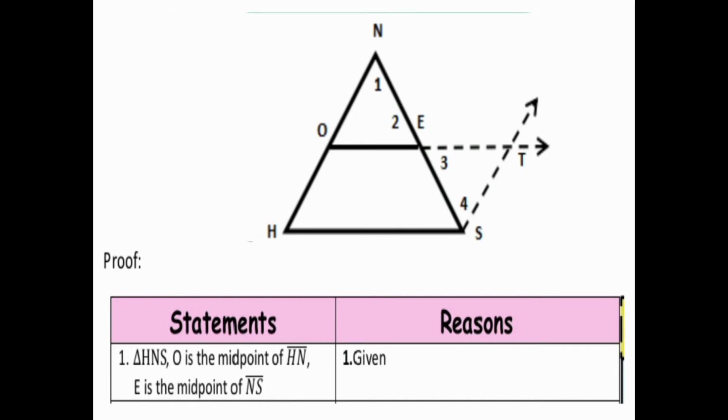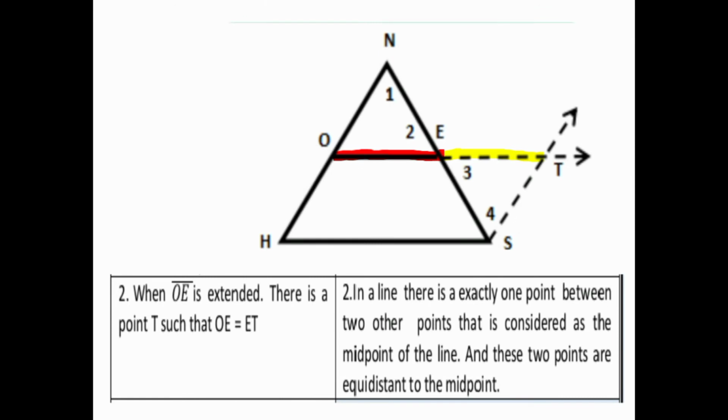Statement number 1. A triangle HNS with O as the midpoint of line segment HN and E as the midpoint of line segment NS is already given. Number 2. When the line segment OE is extended, there is a point T such that line segment OE is equal to line segment ET. In a line, there is exactly one point between two other points that is considered the midpoint of the line, and these two points are equidistant to the midpoint.